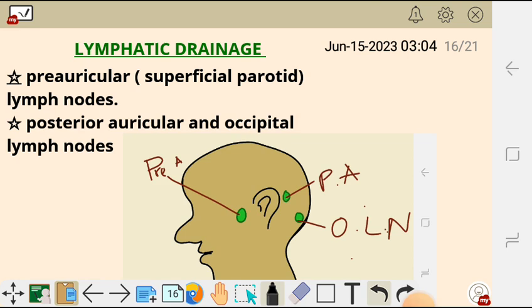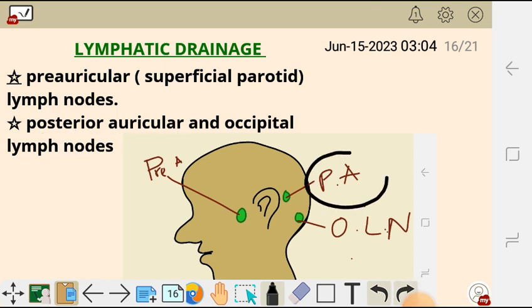So the lymphatic drainage, the lymph of the scalp, is drained by the preauricular lymph nodes. The preauricular lymph nodes are also called superficial parotid lymph nodes, which is this lymph node here. Okay, then from there we also have the posterior auricular and occipital lymph nodes.